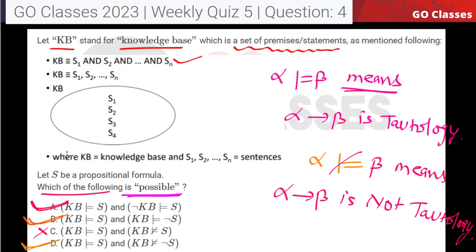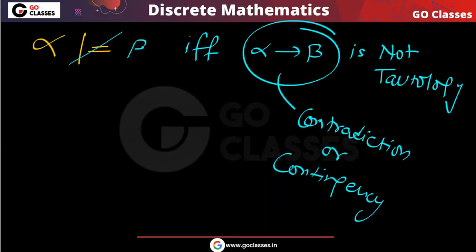Okay, so this is the knowledge base. The knowledge base is definitely a propositional expression, or I can say a proposition formula. And this is the question, and the question is asking which of the following is possible. So this is a simple question, but it is an analytical one.